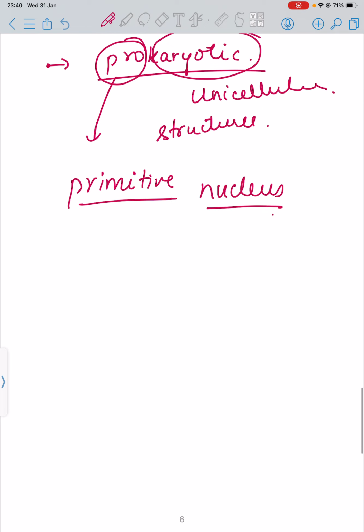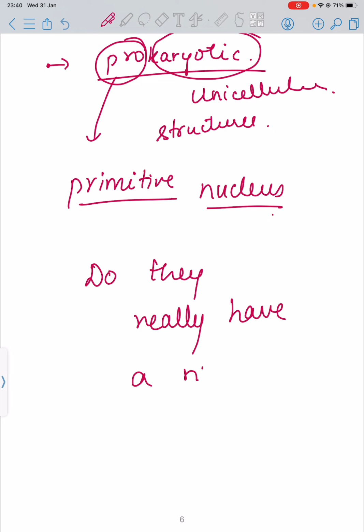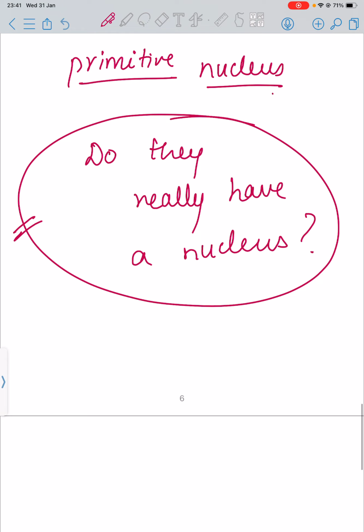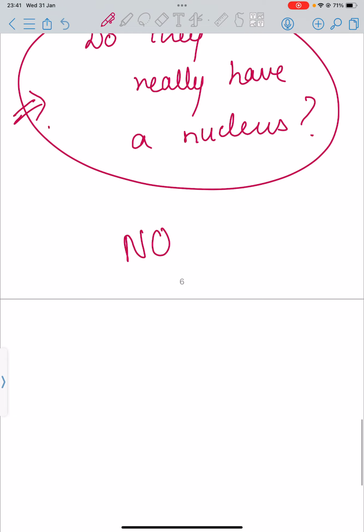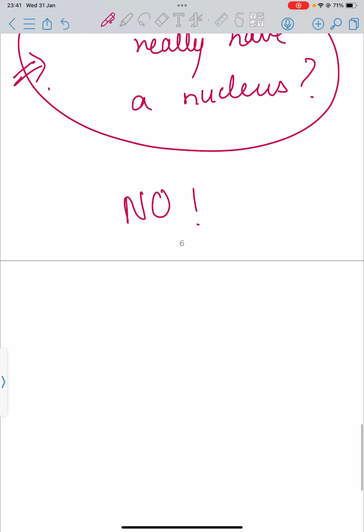Now the question is, do they really have a nucleus? Now this is the first question that I'd like to ask to you all. So do they really have a nucleus? No. Okay, so they don't have a nucleus. What they have is, I'm gonna show it to you right now.